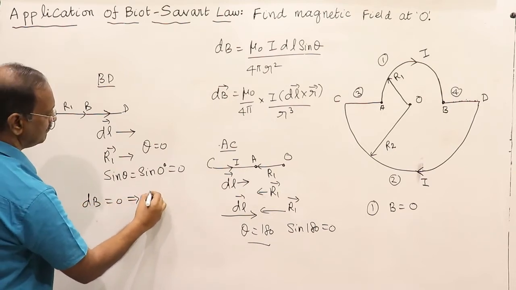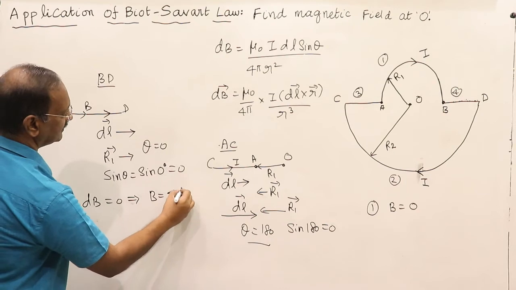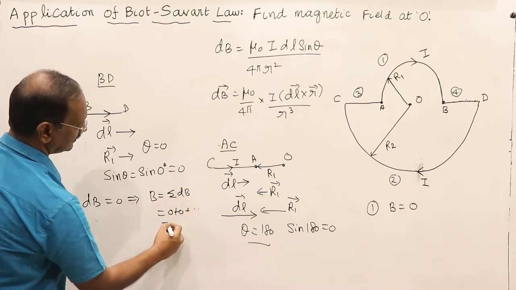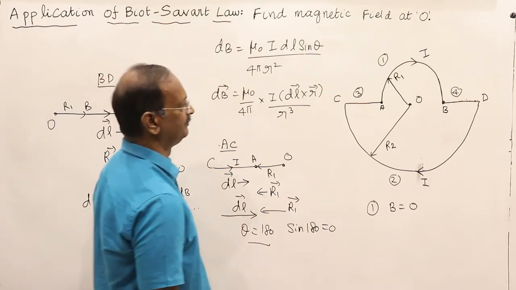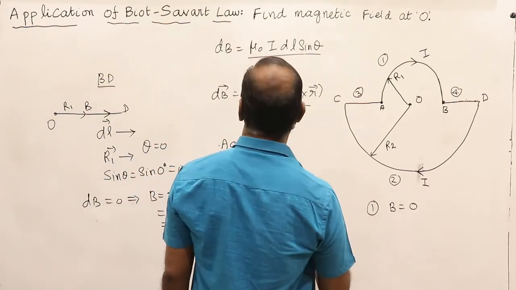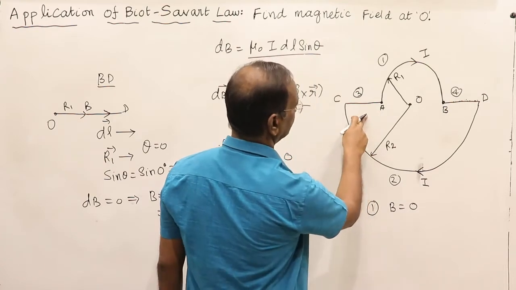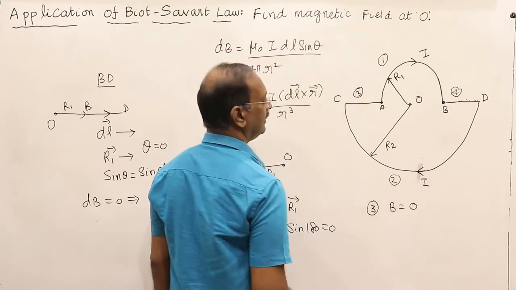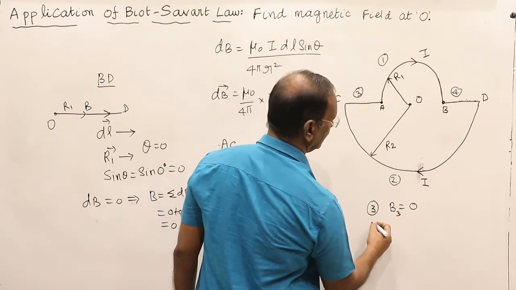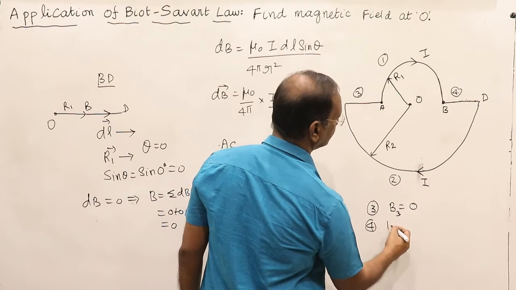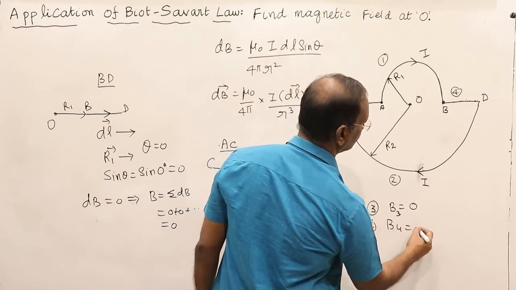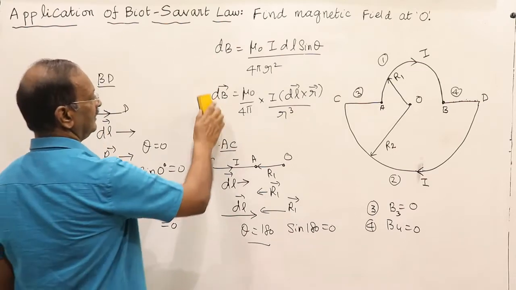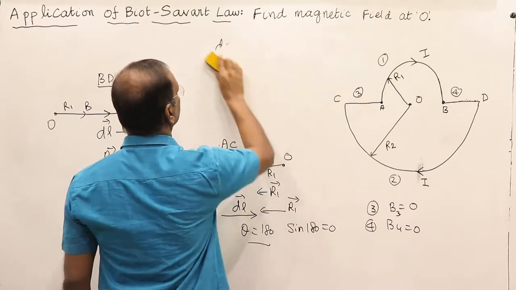That implies B is equal to the summation of all dB, which is equal to 0 plus 0, and so on, is equal to 0. This is for portion number 3, or we can call it B3, and portion number 4, that is B4, is equal to 0. Now for the semicircular part, we have already derived the result.